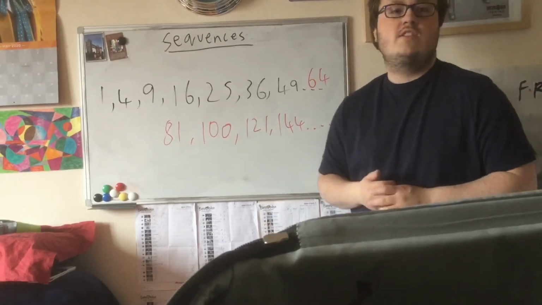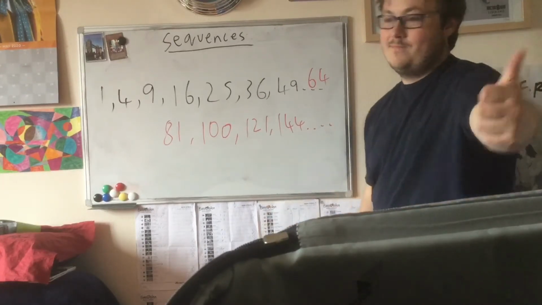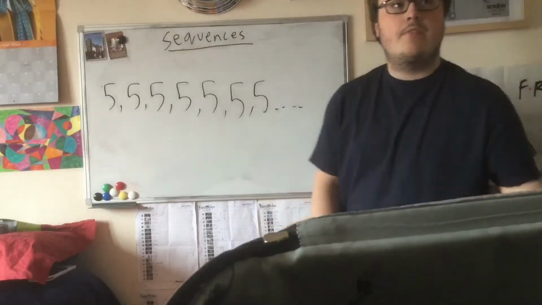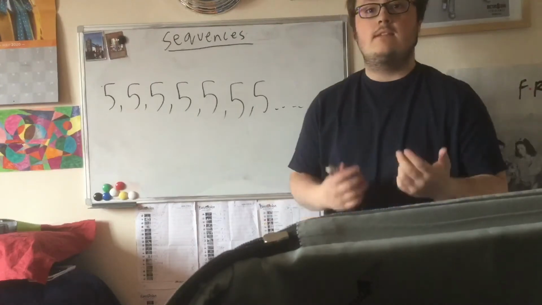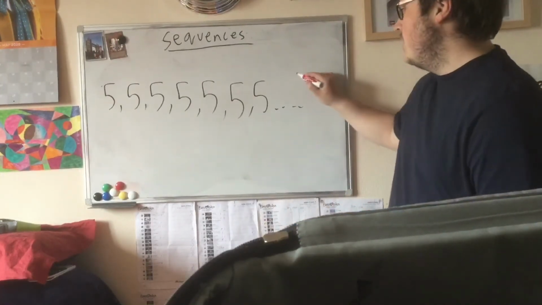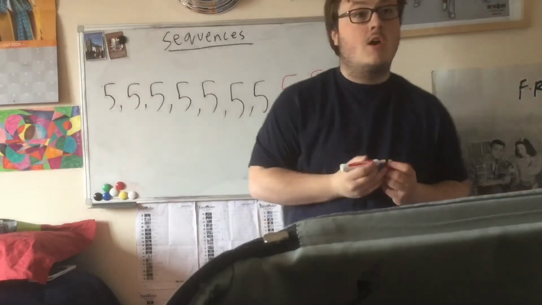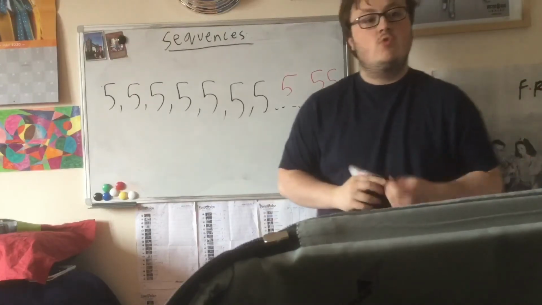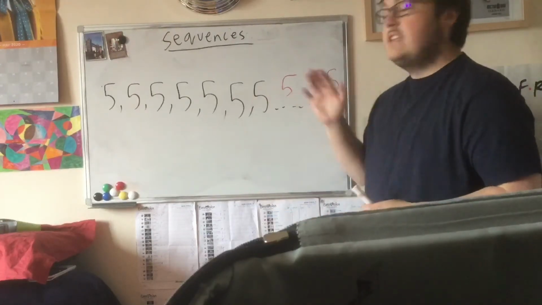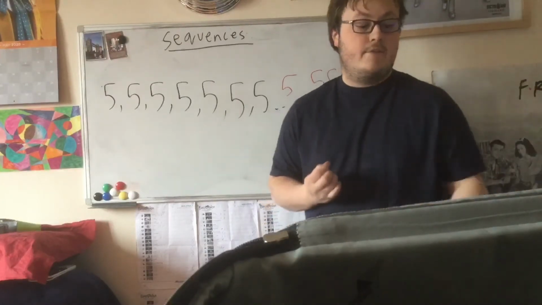Some questions won't ask you to do that, but as long as you know what's coming next, it's always good to know. There are some sequences out there where finding the next term is obvious, like this one. It's obvious that the next term is going to be 5, then 5, then 5, and so on. But they might ask you what could be the rule, what is happening in this sequence, and there's 3 possible answers you could get for this.